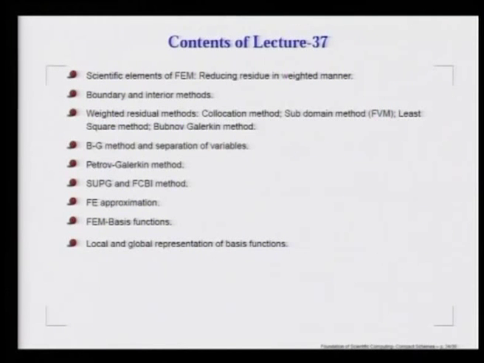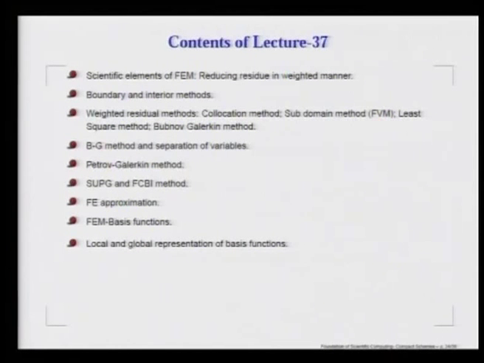In lecture 37, we seriously start our discussion on the scientific elements of FEM. We are not interested in engineering applications of FEM. There are many such specialized courses where you could do that, but we try to find out how the accuracy aspect of FEM is in the course of this lecture and the following lectures.